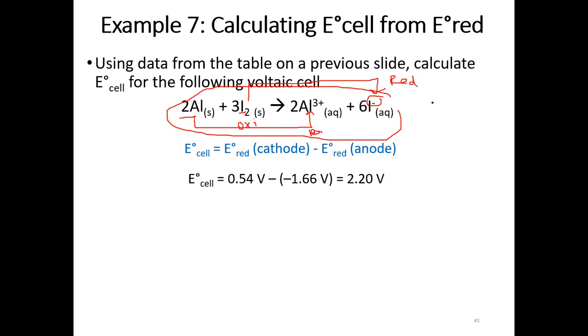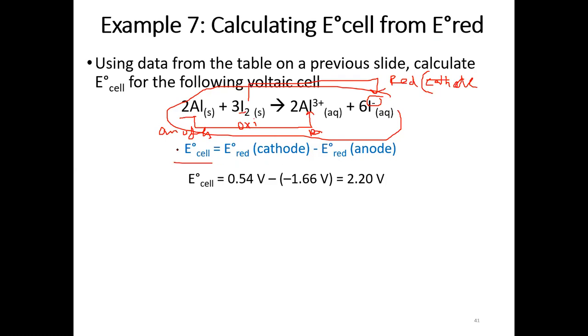Okay, and writing it right here, it's very helpful. Reduction means it is cathode, and oxidation means it is anode. So on the anode, I will have aluminum. On the cathode, I will have iodine. So why do I need to figure that out? Because I need to put the values into the formula here.